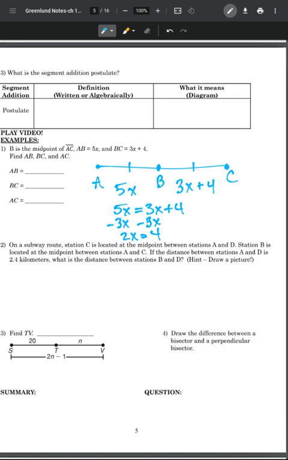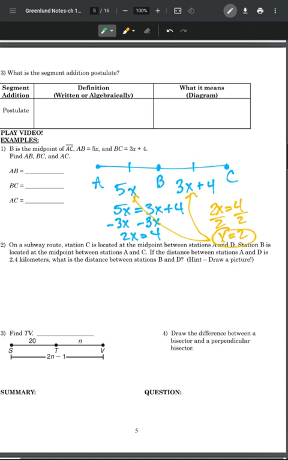Now, to solve from here, we can divide, and I'll go ahead and put this over here. I'll do it in yellow. So 2x is equal to 4. I'm going to divide both sides by 2, and I get that x is equal to 2. Now, we want to find AB, BC, and AC, so the lengths of all of those. So what we want to do is plug in x equals 2 in for our x in 5x and for 3x plus 4. So if we go here on the right, I'll do this in green.